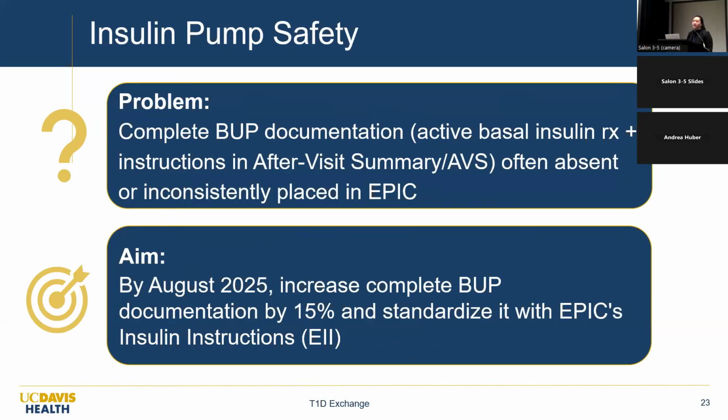Complete backup plan documentation, which we defined as having an active basal insulin prescription, but also instructions on the dosing of the insulin and their pump settings available in an after visit summary, was often absent or placed inconsistently in Epic. So our aim, between November 2024 and August of 2025, a period of 9 months, was to increase complete backup plan documentation by about 15% and also standardize it using a feature in Epic called insulin instructions.